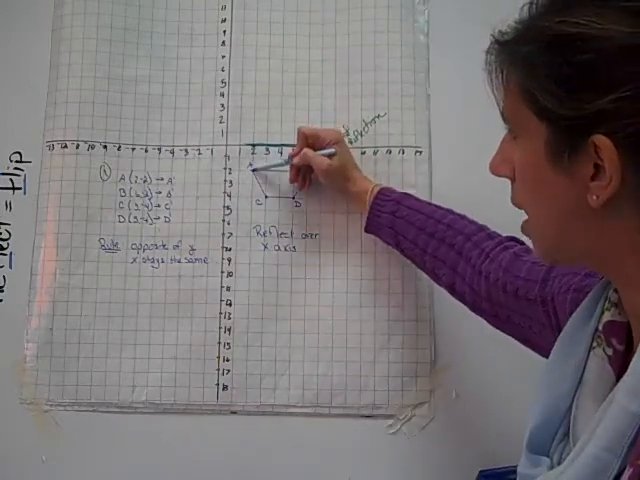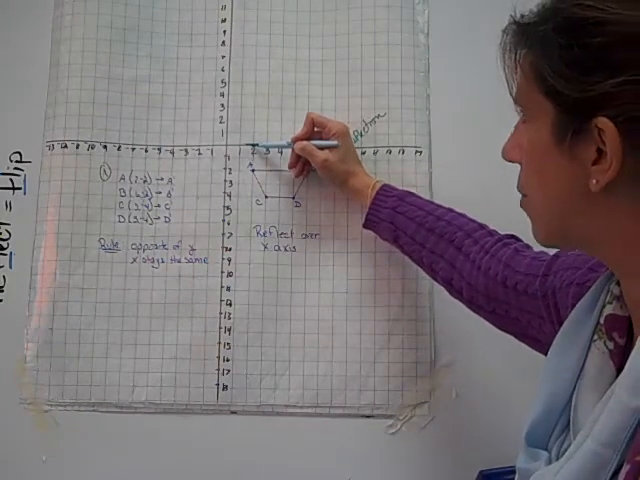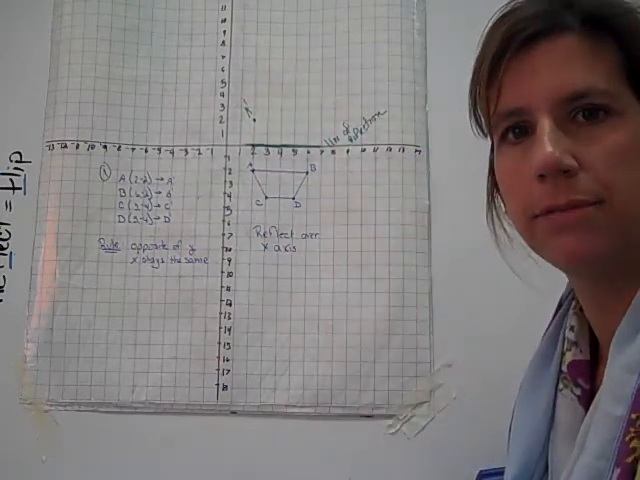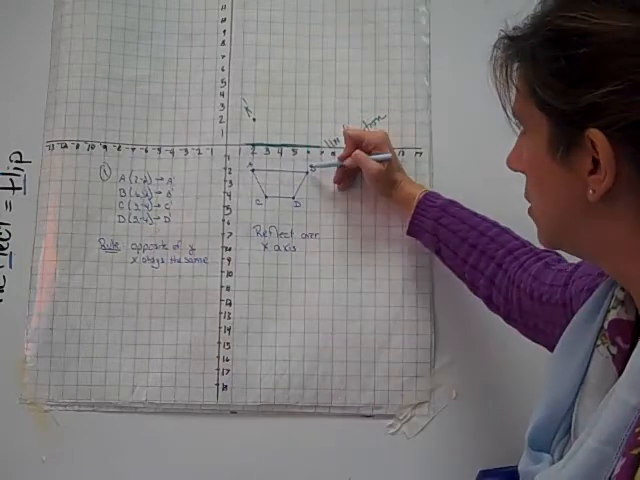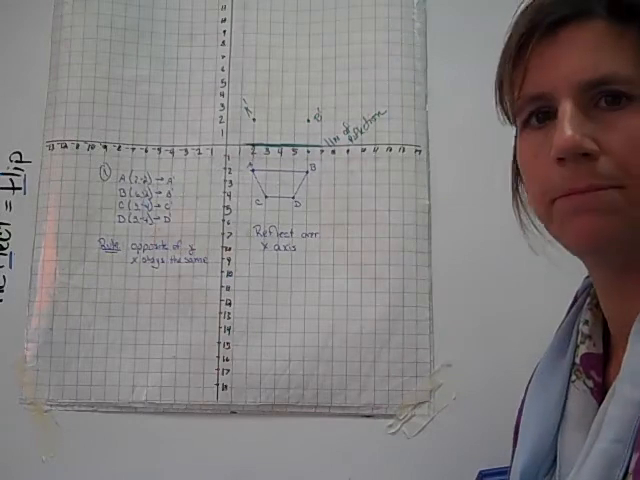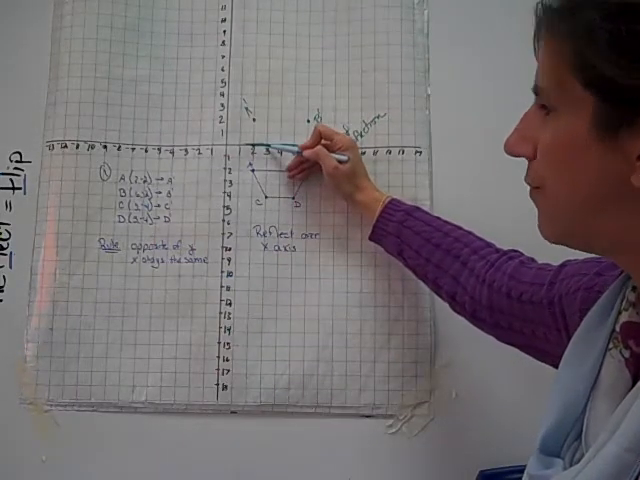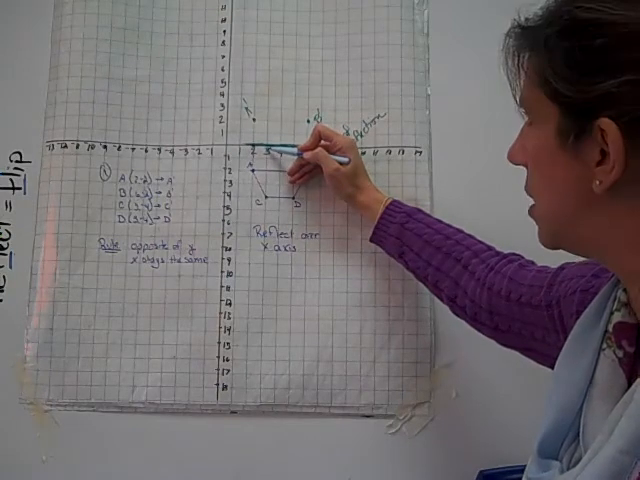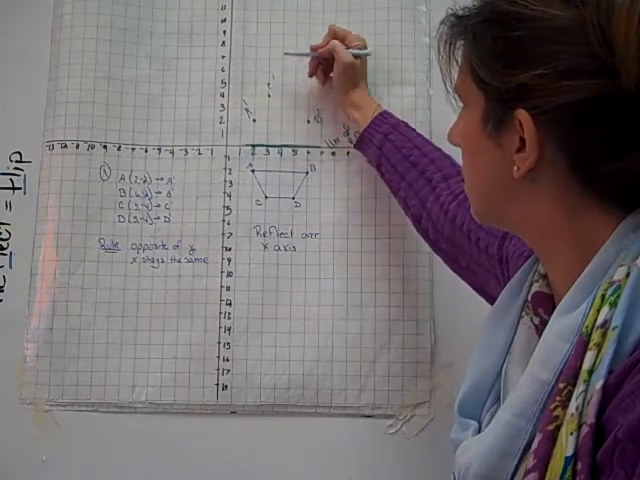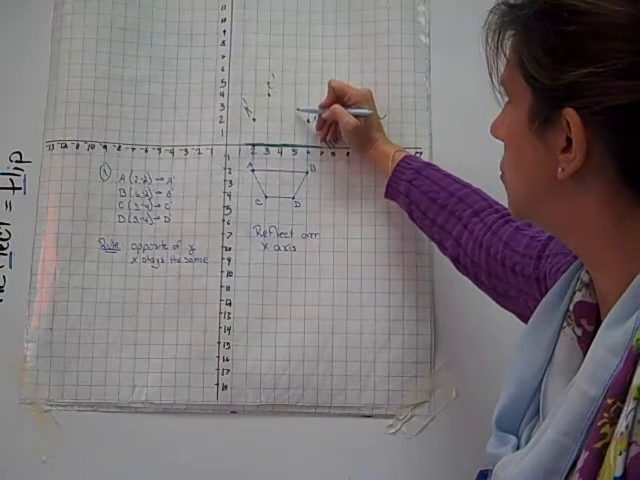So here's my point A. It is exactly 2 boxes away from my line of reflection. So my A prime needs to be exactly 2 boxes away from my line of reflection. And the same thing for B. 2 boxes away, 2 boxes away. That would be my B prime. Now let's look at C and D. They are 1, 2, 3, 4 boxes away from my line of reflection. So I'm going to count up 4. Notice I'm putting my prime symbols. They are important.